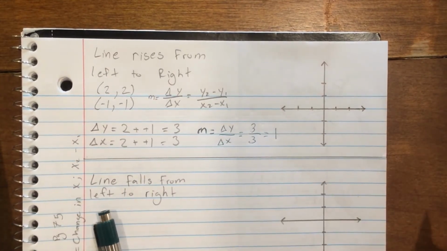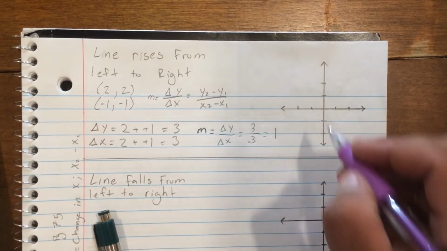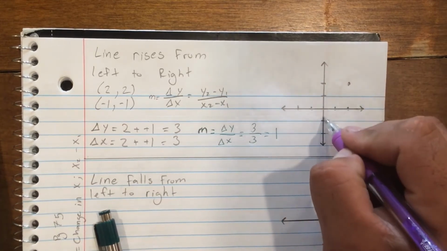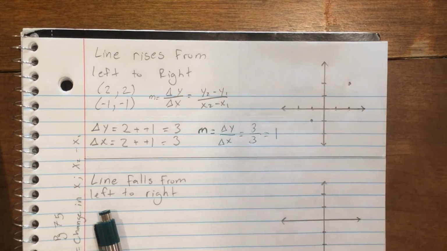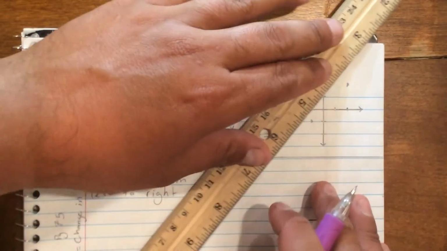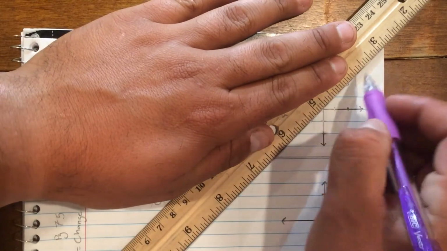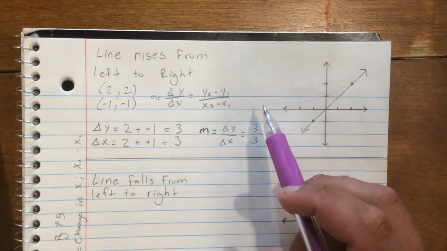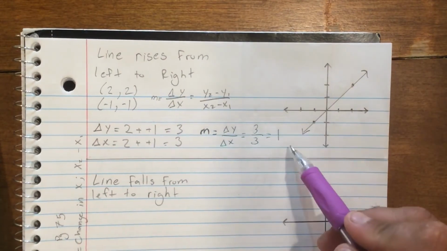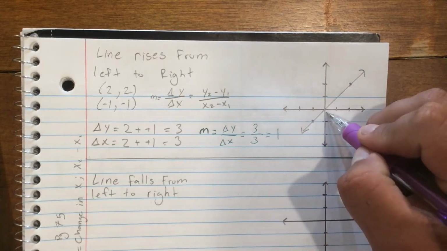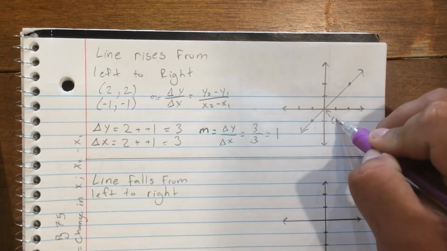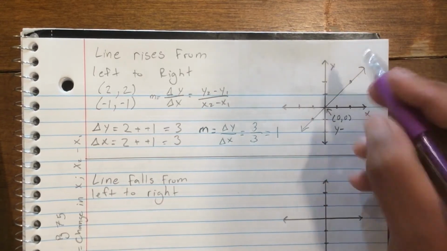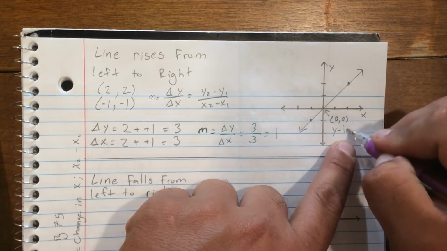So we'll go ahead and plot our 2 points. Our first point is at (2, 2), and then our next point is at (-1, -1). Let's get our handy dandy ruler and draw that line. You see here, this rises from left to right, and it's going upwards. And you can see that our y-intercept is at (0, 0), because that's where it crosses the y. This is the x. So wherever it crosses the y, that's going to be our y-intercept.